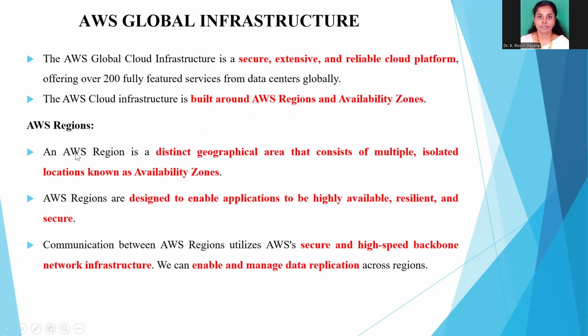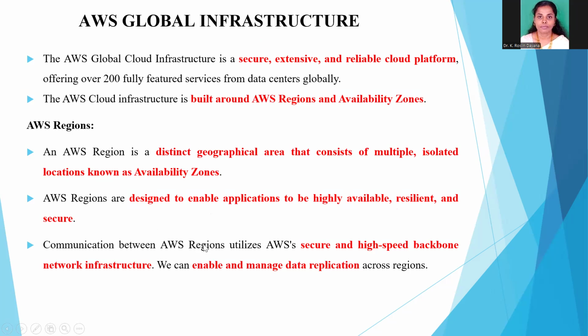First one is AWS regions. An AWS region is a distant geographical area. It consists of multiple isolated locations known as availability zones. Each region will be divided into multiple availability zones. AWS regions are designed to enable applications to be highly available, resilient, and secure. The data from the user will be stored in different zones in each region, so there will be high availability of data.